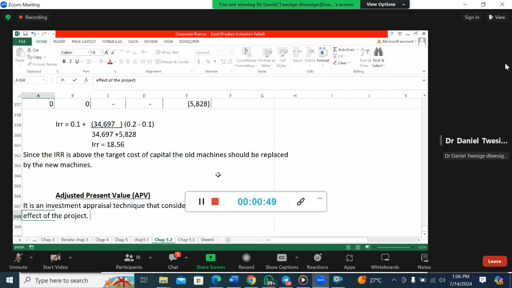What is the question where they asked, what are the advantages of APV as compared to NPV? This is the main advantage of APV, that in APV we look at how the project is financed. Because when you are going to finance a project using debt, you are going to have a benefit of using debt, as we saw in Modigliani and Miller. So we look at that effect of debt financing on the project.